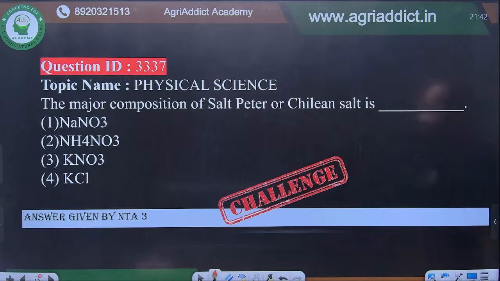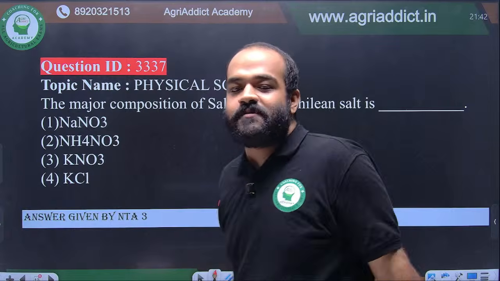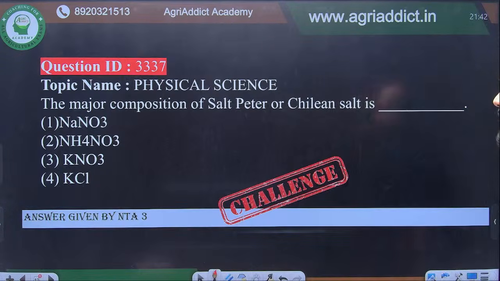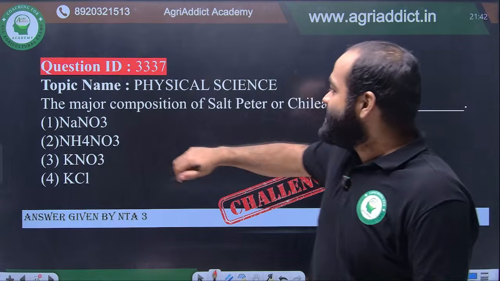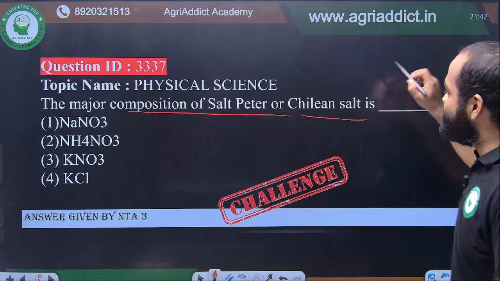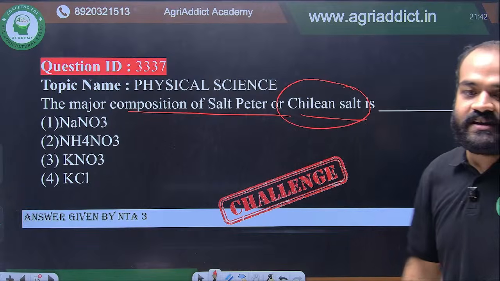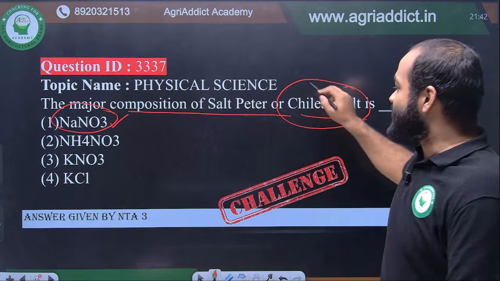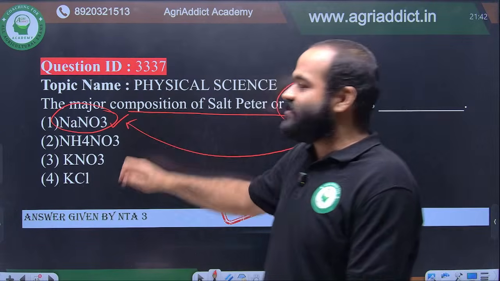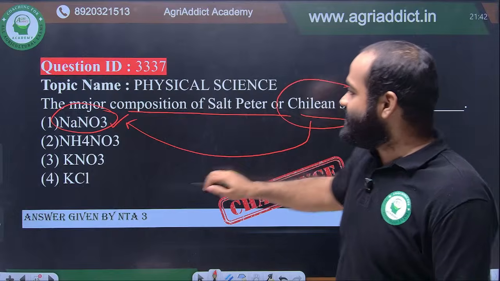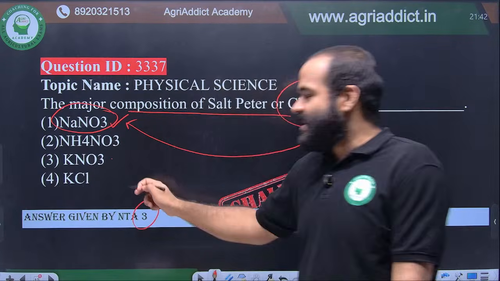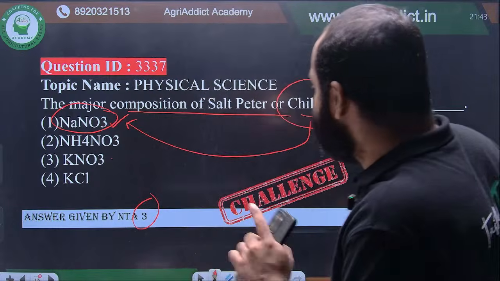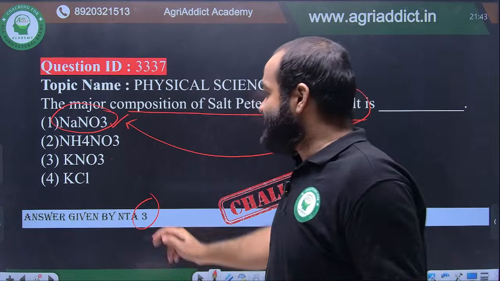Coming to the next. For this question, I think it is almost 100% sure the answer will be changed, but you can never say what is in NTA's mind or ICAR's mind. The major composition of saltpeter or Chilean salt: whenever Chilean salt has been written, the answer will be sodium nitrate, NaNO3. If the term Chilean was not there, then KNO3 would be the answer, which is what NTA has given. But since Chilean salt is given, it would be sodium nitrate only. Indian saltpeter or normal saltpeter is potassium nitrate.